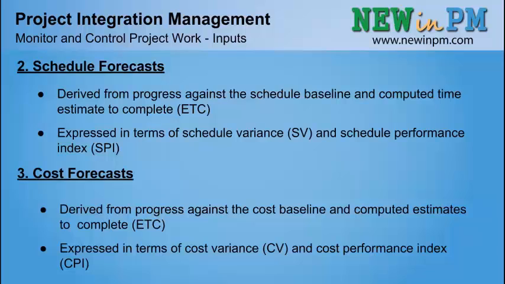The third input, cost forecast. The cost forecast is derived from progress against the cost baseline and the computed estimate to complete, that is the ETC. It is expressed in terms of cost variance and cost performance index. The way we define schedule variance and schedule performance index, similarly we have the cost variance that shows the deviation from the cost baseline and the cost performance index that shows the performance of the cost.